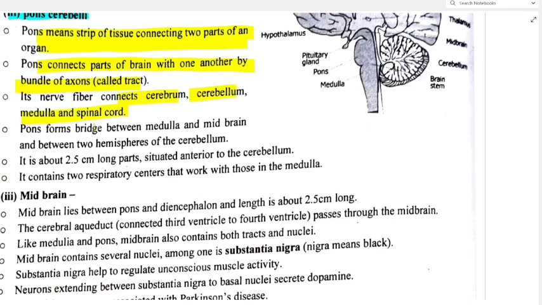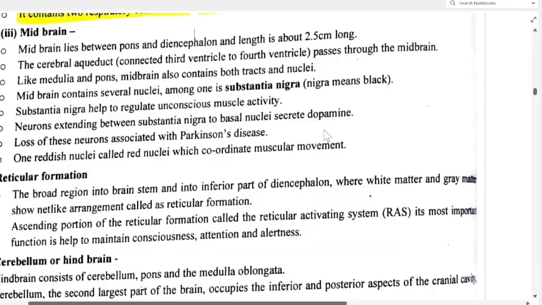Pons forms a bridge. As I told, it is working as a bridge between medulla and midbrain and between two hemispheres of the cerebellum. It is about 2.5 cm long, situated anterior to the cerebellum, and it contains two respiratory centers that work with those in the medulla. Midbrain.